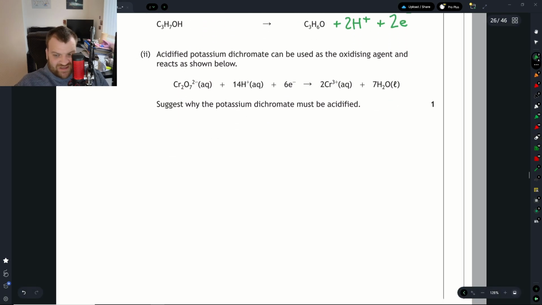Next question, acidified acids contain hydrogen ions. If you look at the equation, it needs hydrogen ions. Acidified potassium dichromate provides hydrogen ions for the reaction.